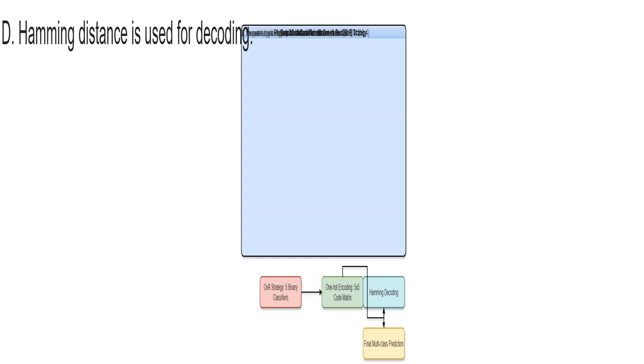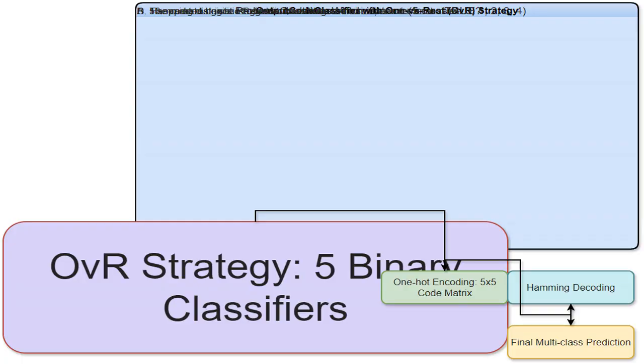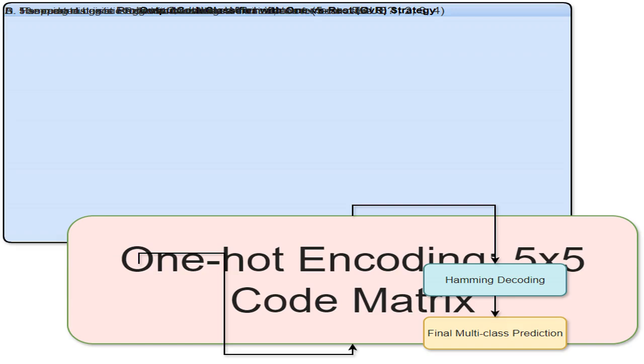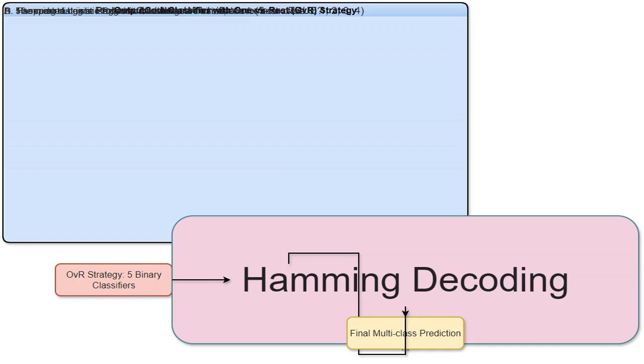The OutputCodeClassifier uses Hamming distance to determine the closest match between the predicted code and the code matrix, providing the final class prediction. This reinforces that 1 vs rest, OVR, trains 1 binary classifier for each of the 5 classes. This explains that a 1 hot encoding scheme creates a 5 by 5 code matrix for the 5 classes. The 1 hot encoding uses a binary vector of length 5 with only 1 representing the class. This clarifies that the Hamming decoding method is used to compute the final multi-class prediction.